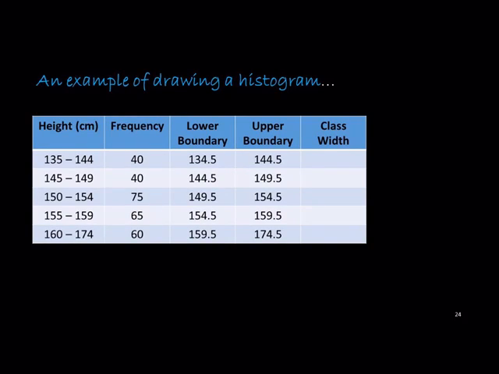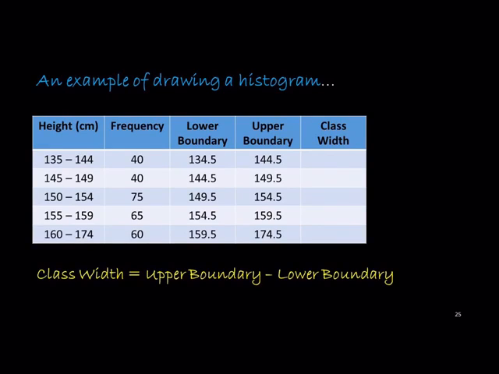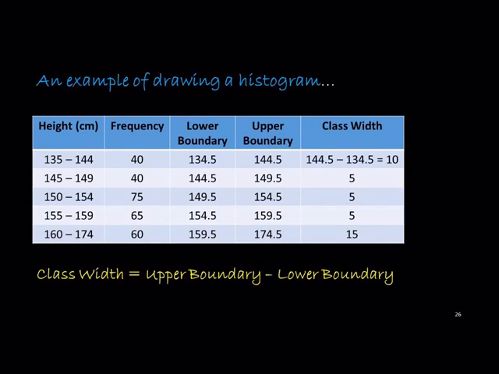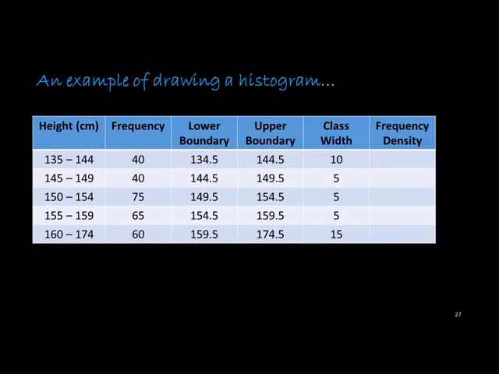So we need to calculate class width, but remember class width was upper boundary minus lower boundary, and doing the sums, we find the class width. The first one, 144.5 minus 134.5 equals 10. And we repeat this calculation for the rest of the classes. And we can see that we actually have unequal class widths: 10, 5, 5, 5 and 15.